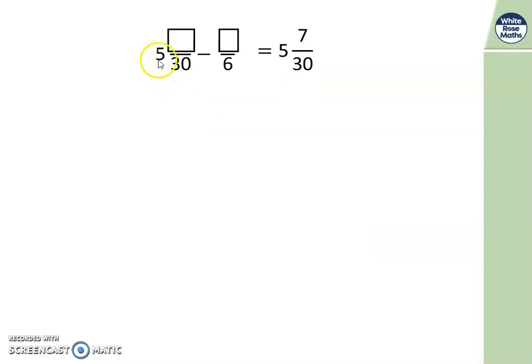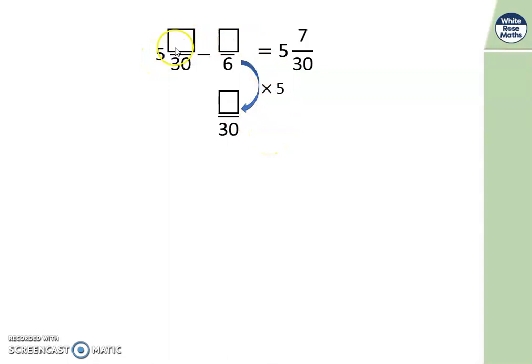Let's have a look at this question. 5 and some 30ths subtract some 6ths is equal to 5 whole ones and 7/30ths. First of all, we need to convert this into 30ths by multiplying by 5. We don't know what the numerator is yet. This means when we change back to the original calculation, we need to find a number here that will divide by 5. So bear that in mind as we do this calculation.